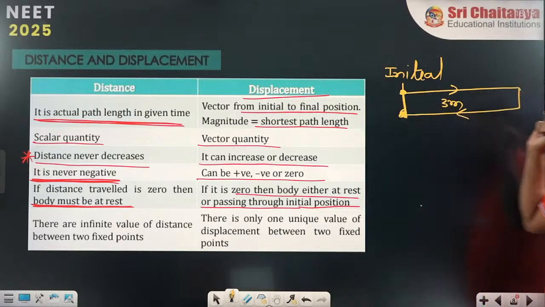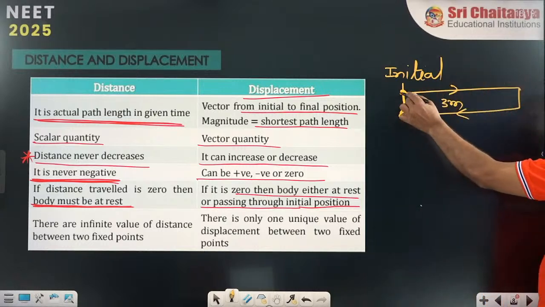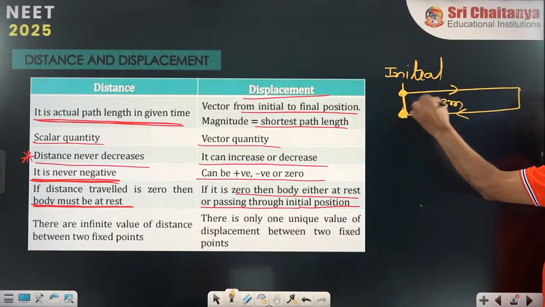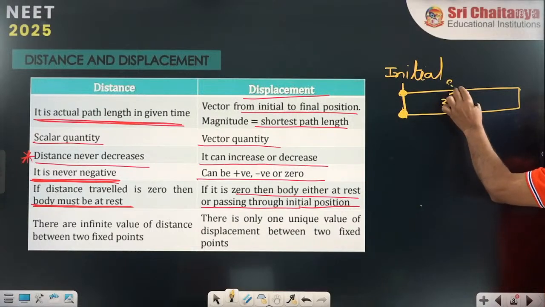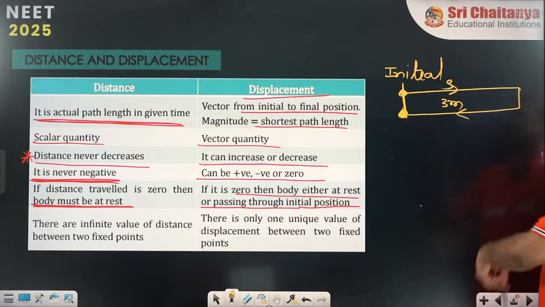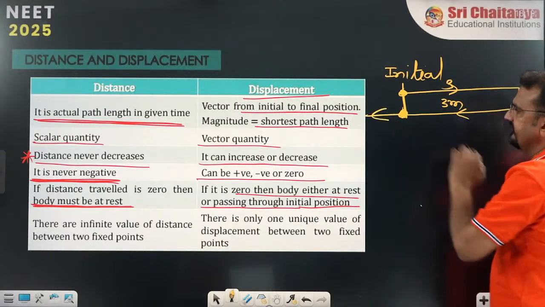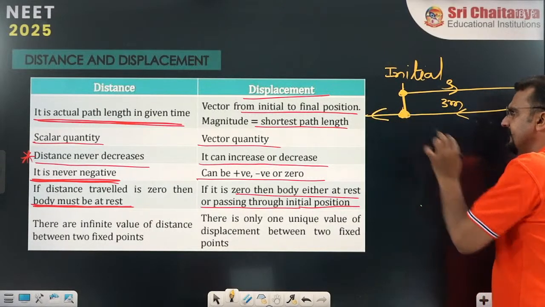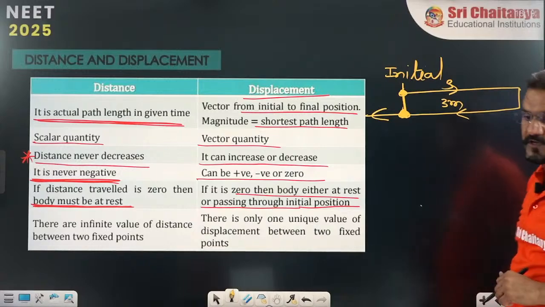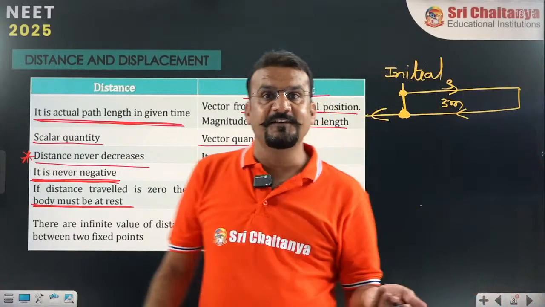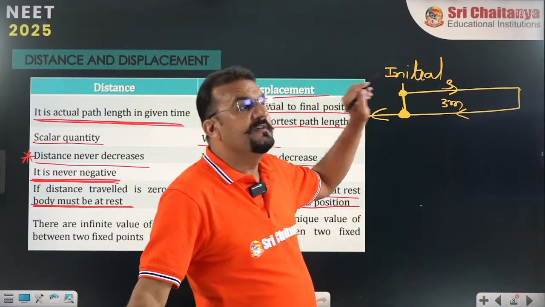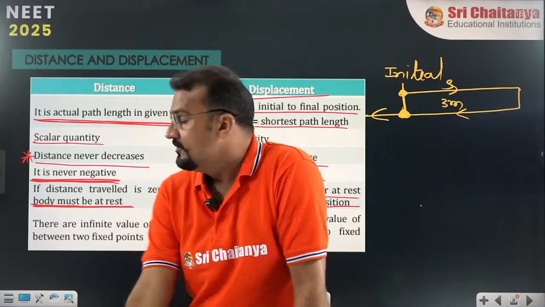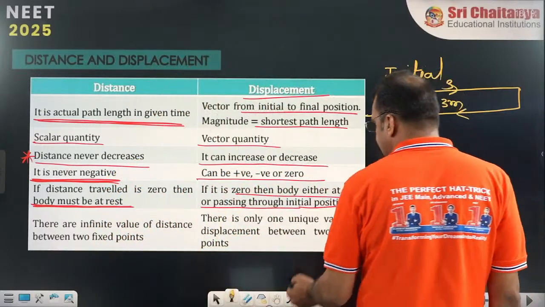What is going to happen? Sir, it has again come to the initial position. That means displacement is going to be zero. But the distance is 3 and 3, 6 meters. So displacement is zero, but the body is moving. Yes or no? But if distance is zero, that means the body is not moving at all. Very important statement to understand.